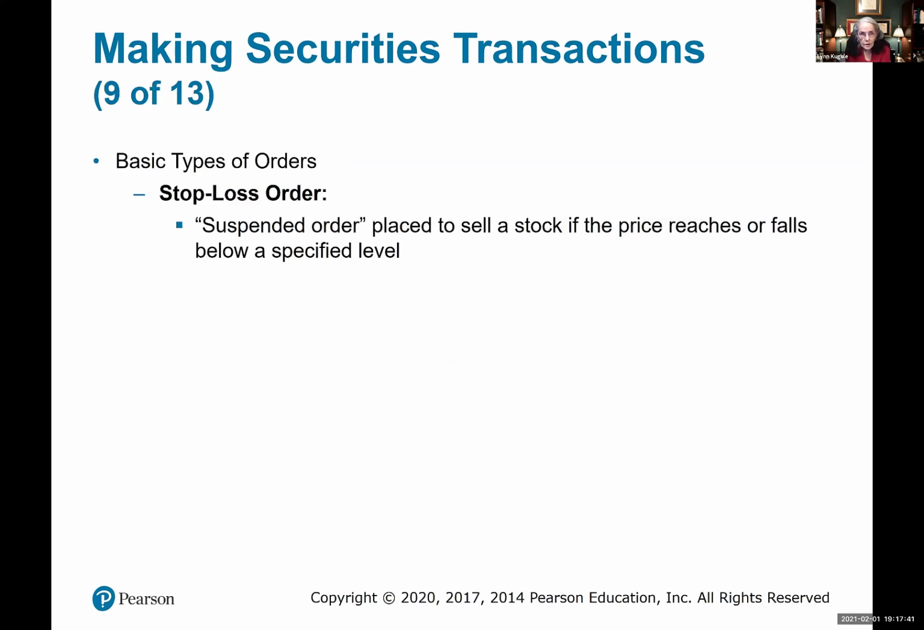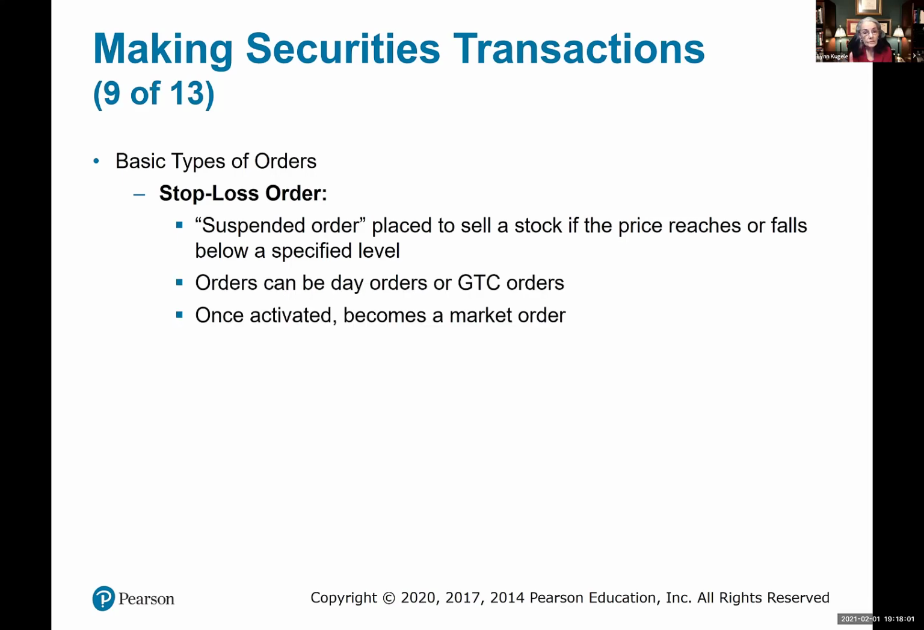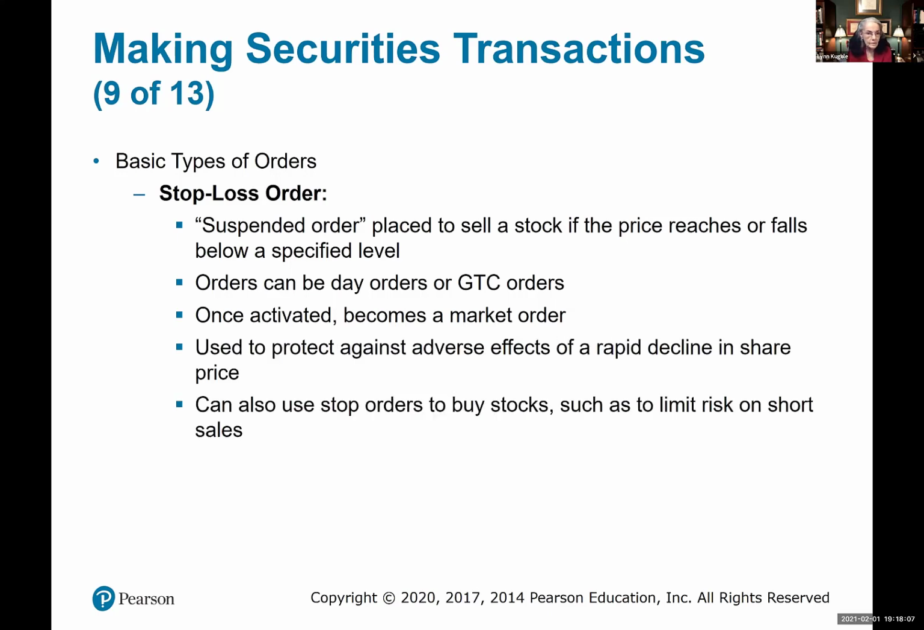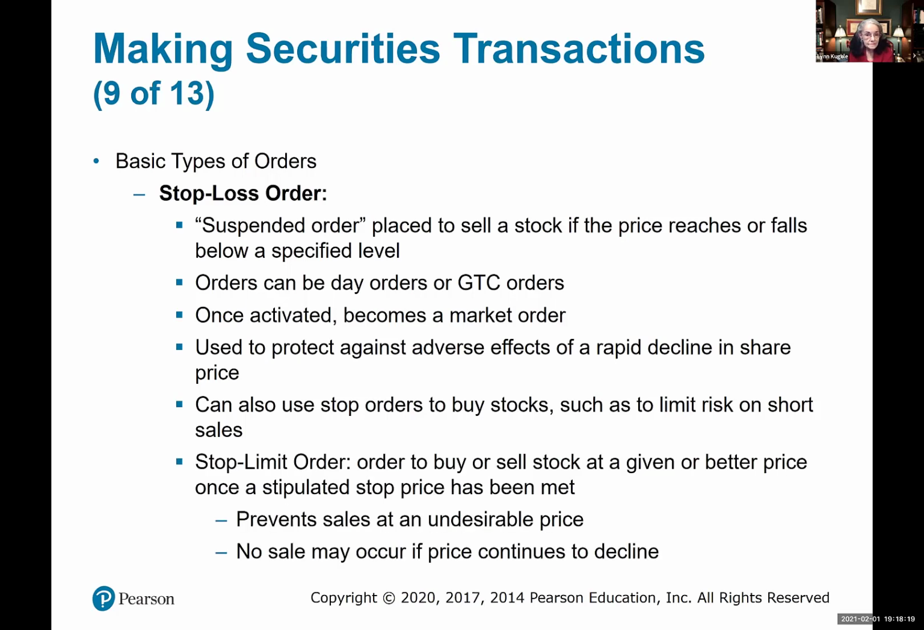A stop loss order, this is to sell. If it said to sell at 300 or better, if the price is at 300 and it drops and hits that, then this turns it into a market order. Once it's activated, it becomes a market order, and the pricing part of it doesn't matter anymore. It's used to prevent, as you can read, adverse effects of a rapid decline. You can use stop orders to buy stock too, to limit the risk. Stop limit converts it to a limit order.